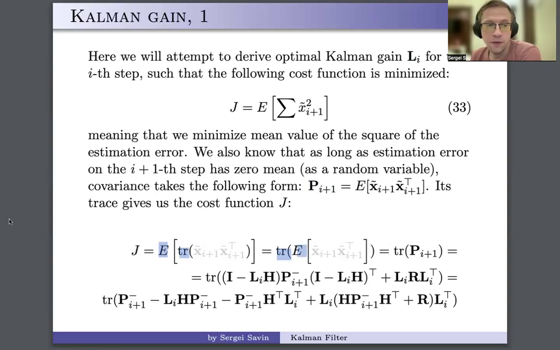Now, from this, we can see that this guy here is our covariance. So essentially, what we are trying to minimize is a trace of our covariance. But we know what the covariance is. It is a posteriori covariance. So it is this guy, right? It is (I minus LH) a priori covariance (I minus LH) transpose plus LRL transpose.